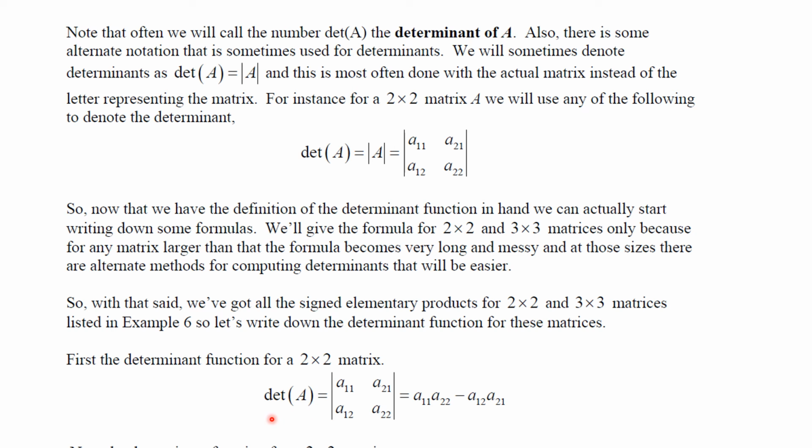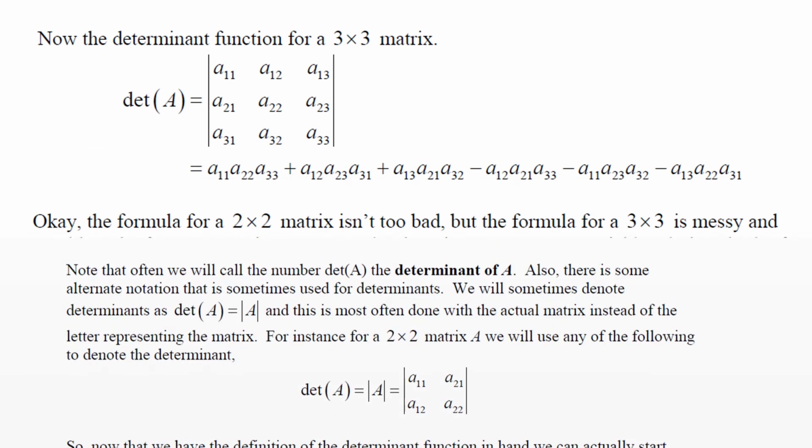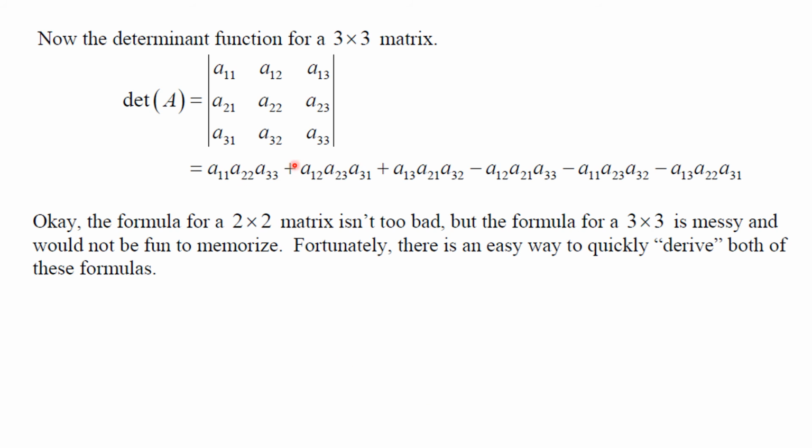For a 2 by 2 then, the determinant of A, also denoted this way, is a11 times a22 minus a12 times a21. And the determinant for a 3 by 3, the determinant of A, is going to be these 6 sums. And notice the signs are there. But already with the 3 by 3, you can say it's messy and it's not so fun to memorize. And there is a way that you might have studied in high school to calculate these and remember these more easily.